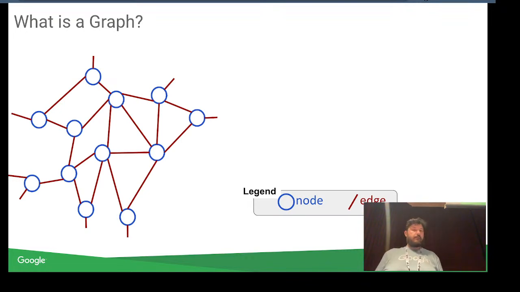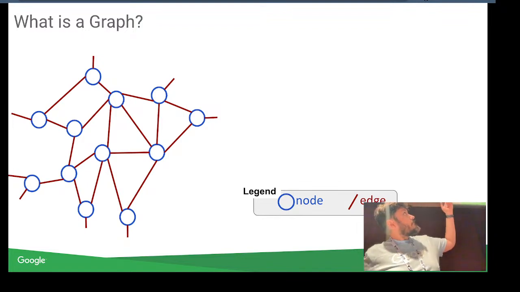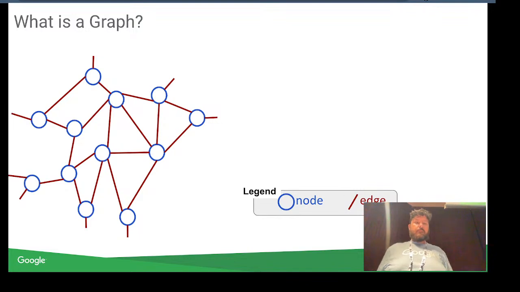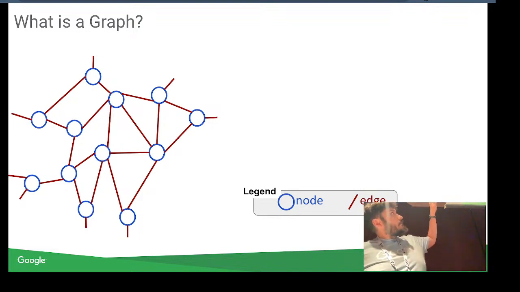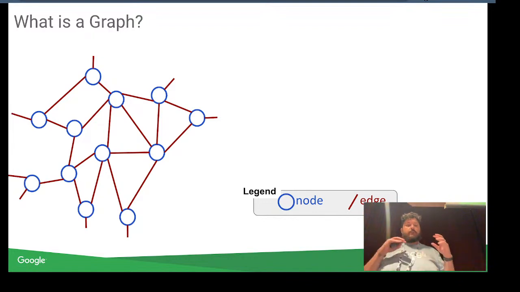Before I tell you what any of that stuff is, first I'll tell you what a graph is. So a graph is this thing over here. We've got some nodes, we've got some edges connecting them. Importantly, we're going to consider graphs where we have different types of nodes maybe, and also maybe different types of edges.